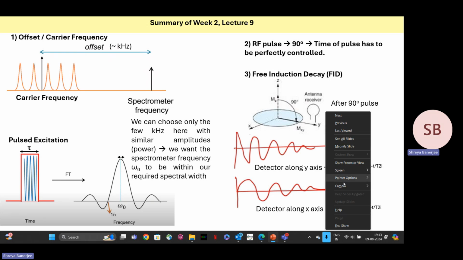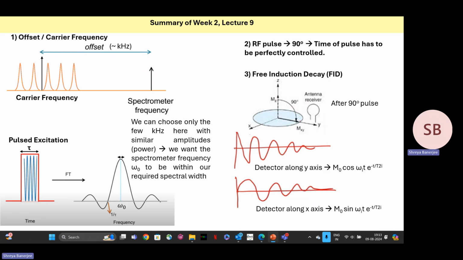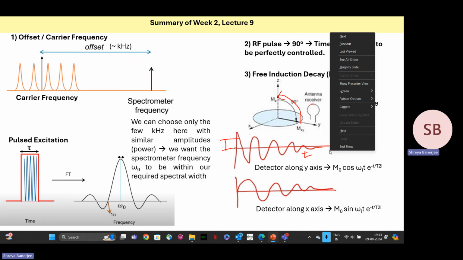As time passes, the magnetization returns back to the z-axis. So the signal detected by this receiver decreases till finally it becomes zero when the magnetization has completely gone back to the initial magnetization along the z-axis. This kind of curve, where you have intensity with time, is called your free induction decay.